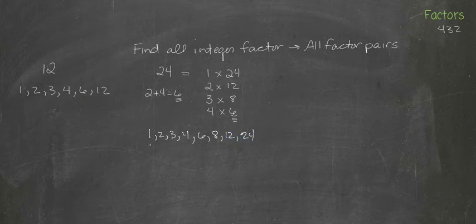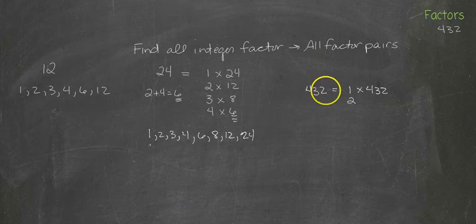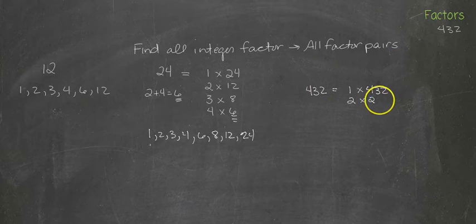Let's see how much, if it helps us at all, with 432. And I'm kind of hoping it does because I sort of promised it would. So 432 is the same as 1 times 432. That's my first pair. 2, and I know it divides by 2 because it's even. So 400 divides by 2, leaving 200, and 32 divides by 2, leaving 16.